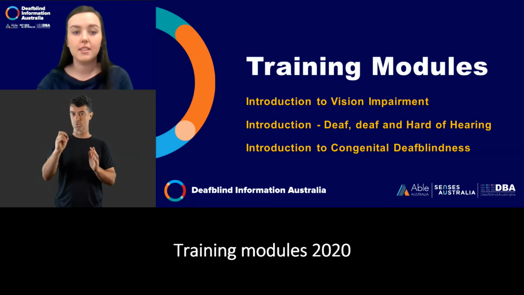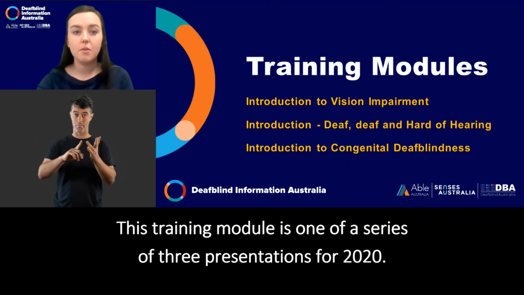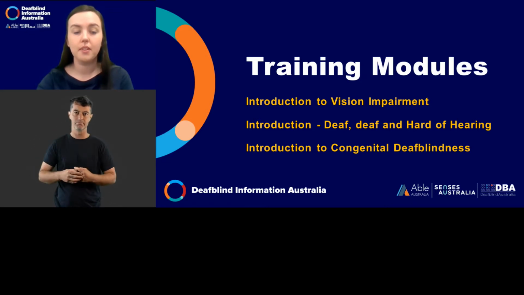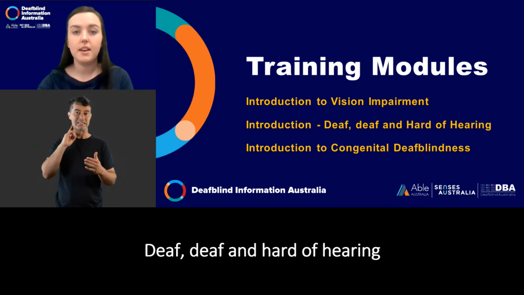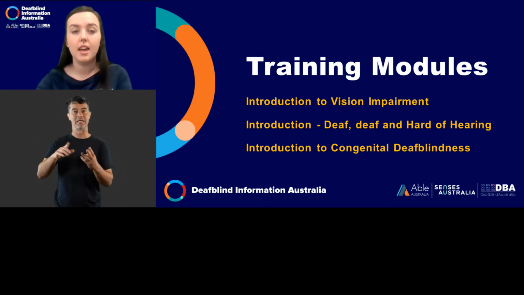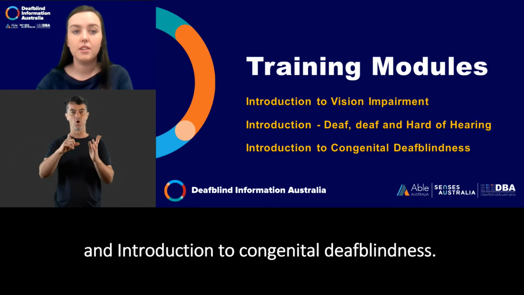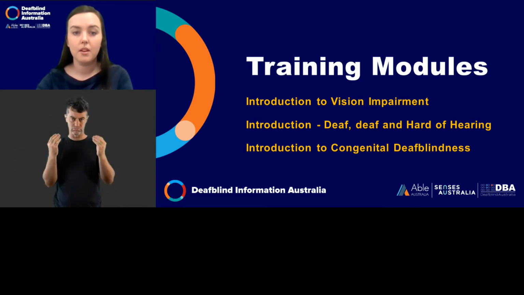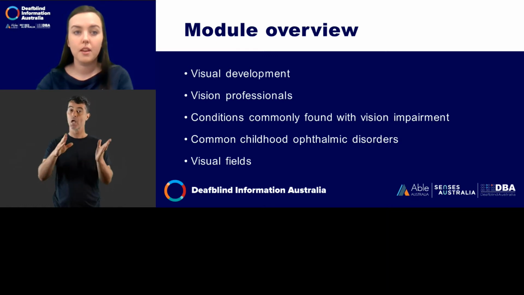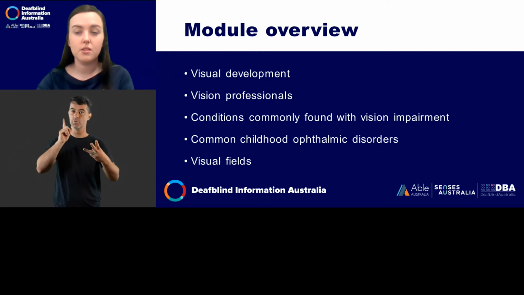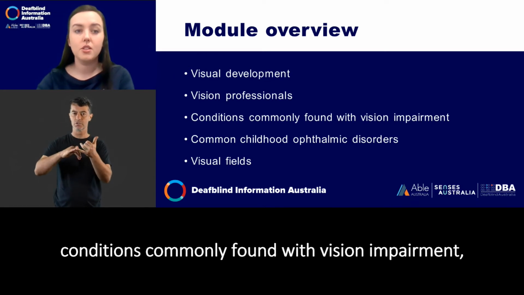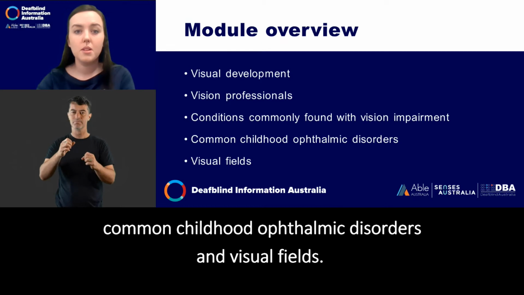Training Modules 2020. This training module is one of a series of 3 presentations for 2020. The other 2 modules in the series are Introduction, Deaf and Hard of Hearing, and Introduction to Congenital Deaf Blindness. Module Overview. This module will cover visual development, vision professionals, conditions commonly found with vision impairment, common childhood ophthalmic disorders, and visual fields.